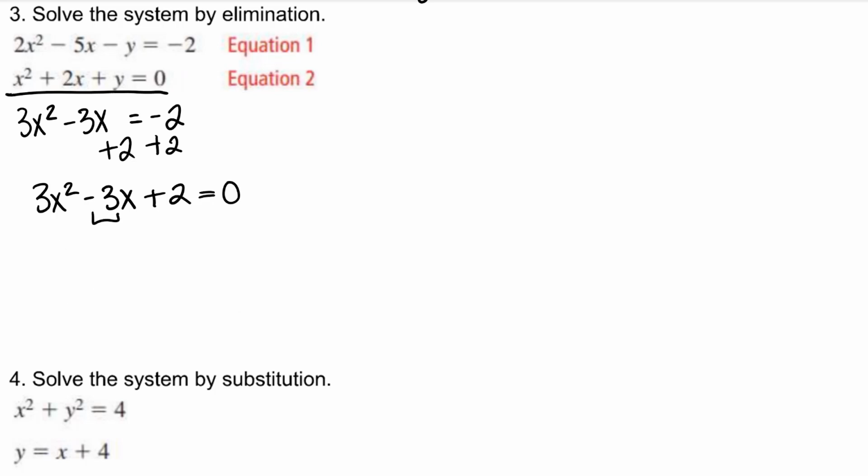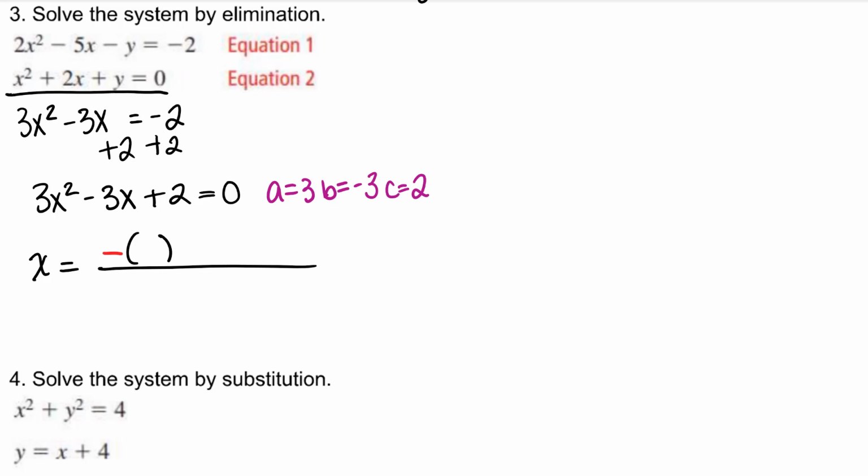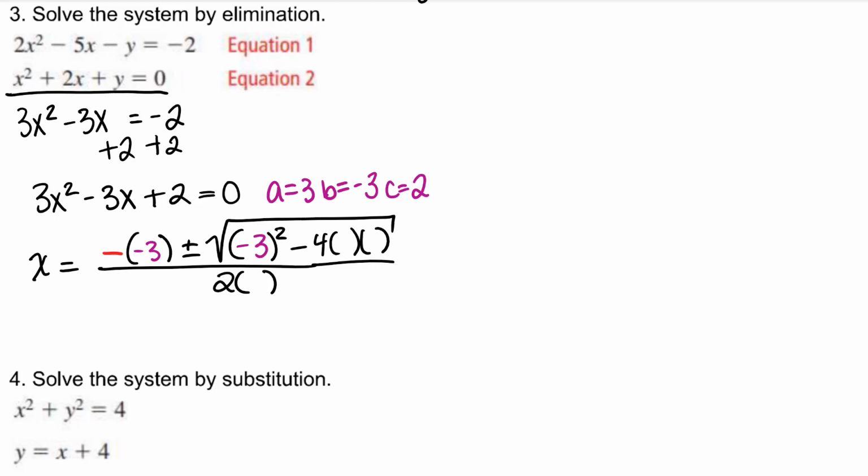Then I look for what is b. b is not 0, so I can't use square root property of equality. A is not 1, so it's not a great candidate for completing the square. So let's use the quadratic formula. We have it already in standard form. A is 3, b is -3, and c is 2. The opposite of b, plus or minus, the square root of b squared minus 4ac, all over 2a.